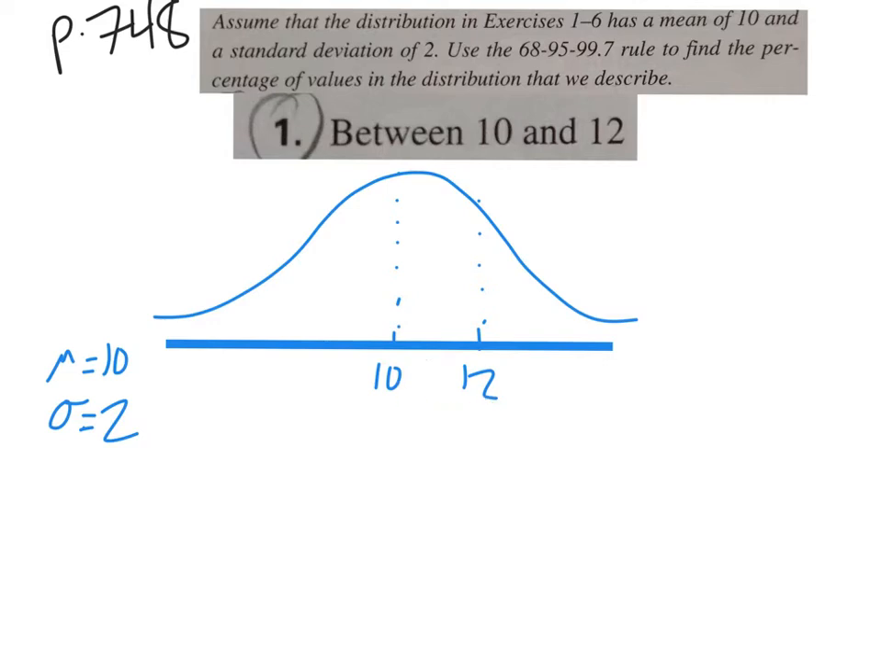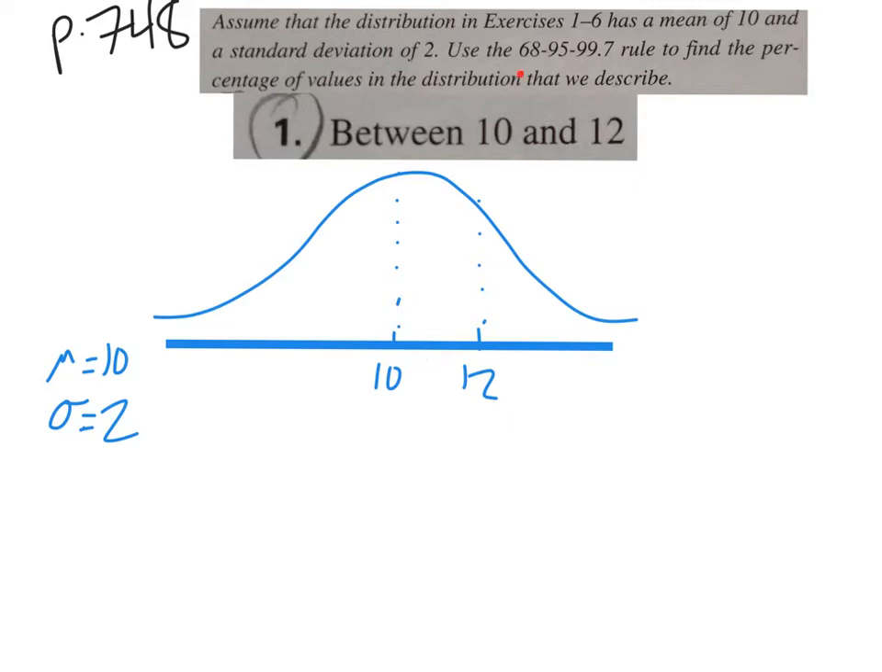So I recommend you do this every time. You draw a little bell curve, you label your mean right in the middle, so the mean is 10, and then you find the region that they're talking about. They're talking about the percent of values between 10 and 12. So here's 10, there's 12, right? So what percent of values lie in this range?